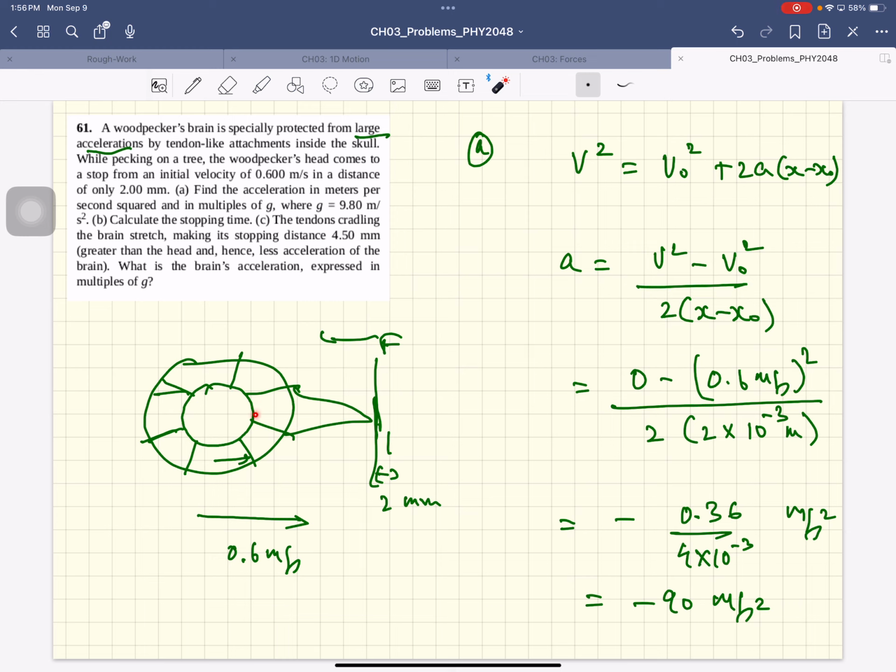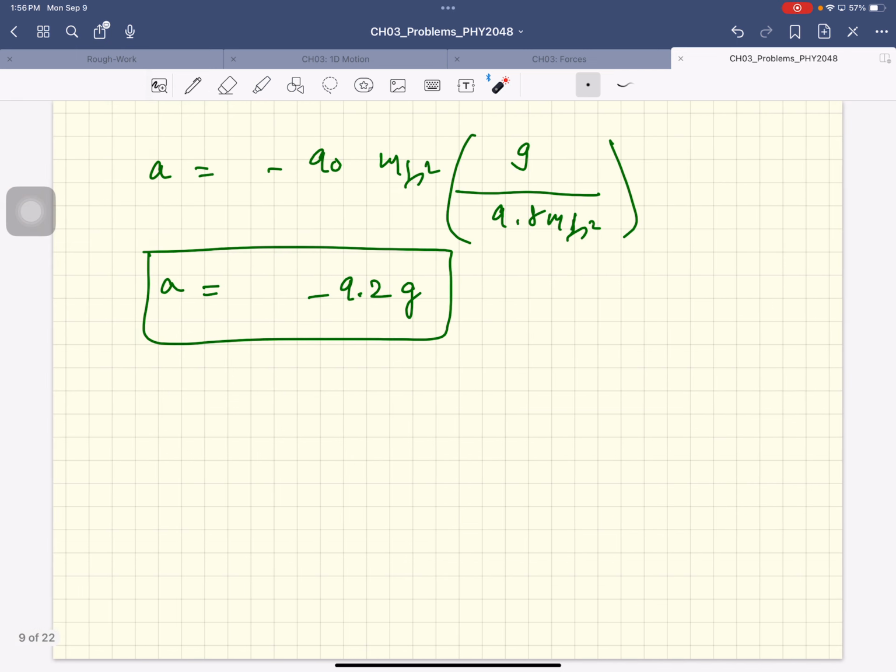Okay, so let's say there's a 3 millimeter gap. So the stopping distance increased, it's doubled, so the acceleration will be half as much. So the brain itself will experience accelerations of about 4 Gs. And apparently the woodpecker can withstand millions of those Gs, millions of times, because it's pecking millions of times over its lifetime without getting a concussion.